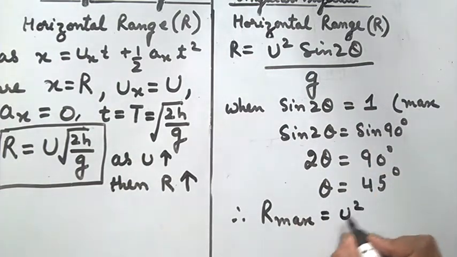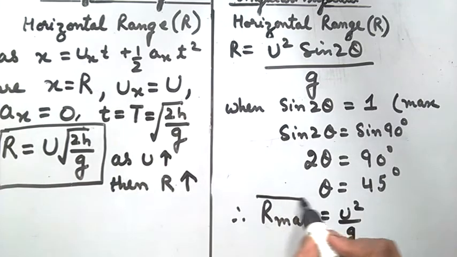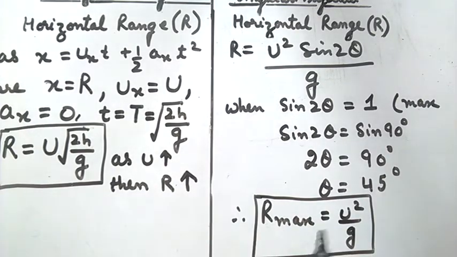Therefore, range is maximum when sine 2 theta is 1, and it is equal to u square by g. Thus, if two masses are projected with same angle and same speed, then their range will be maximum as well as equal.